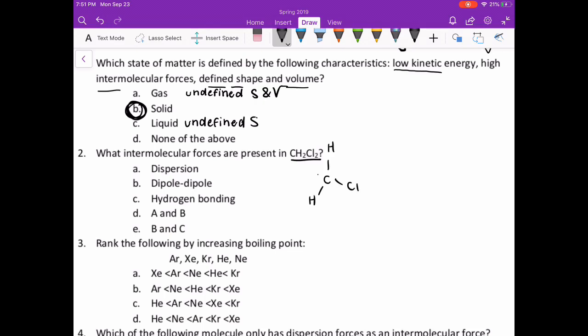So CH2Cl2 forms a tetrahedral, those C-Cl bonds are polar, and that C-H bond is nonpolar, right? So everything's going to have dispersion. Because those bonds do not cancel out, it's also going to have dipole-dipole, but it's not going to have hydrogen bonding, which I wrote out, because that occurs with N, F, and O. So that leaves our choices as A and B.